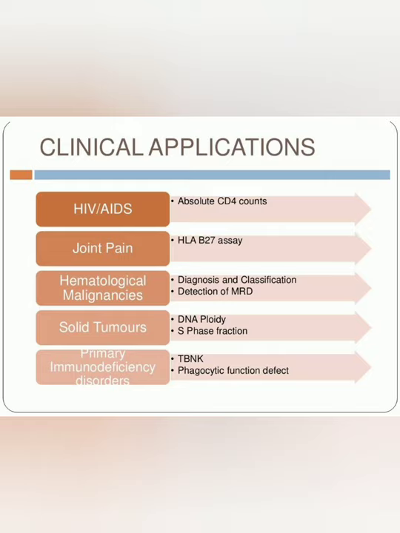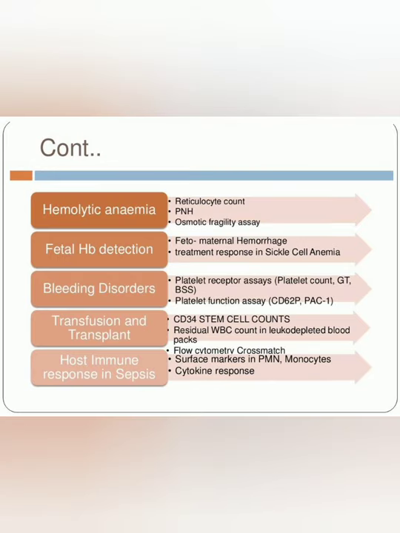Diagnosis and classification of hematological malignancies. Detection of MRD, S-phase fraction in solid tumors. In case of primary immune deficiency disorders, TBNK analysis, that is complete lymphocyte subset panel. This panel may be useful for general immune status workup.